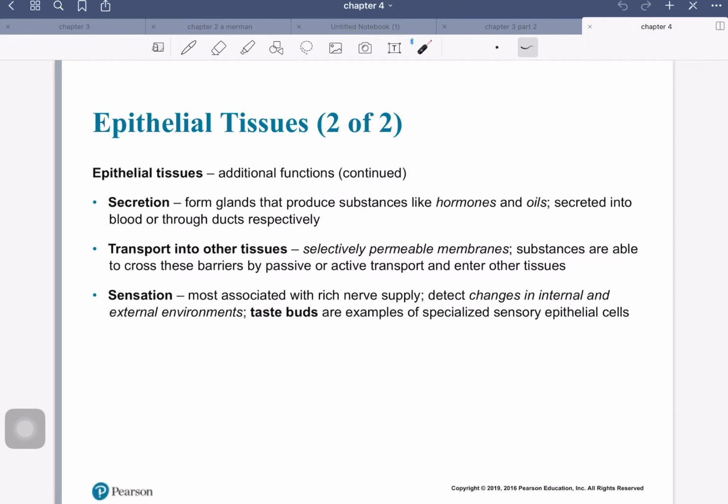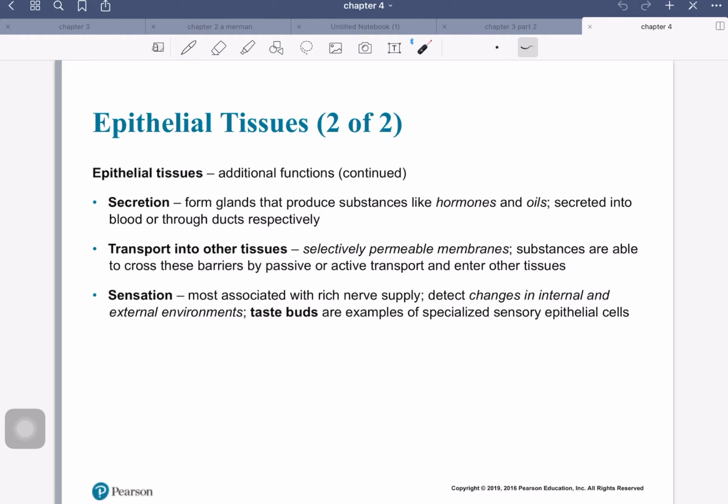Also secretion. So epithelial tissues are a very important component of what we call glands. So hormones, oils, etc. Really, we often see epithelial tissue as a main component of that. Transport to other tissues, in that they are selectively permeable membranes. So substances are able to cross these barriers either passively or actively and enter other tissues. So it could act as a barrier, but not a complete barrier, that some things may have the ability to cross it. So it helps to control or regulate what can move from the outside world to inside you.